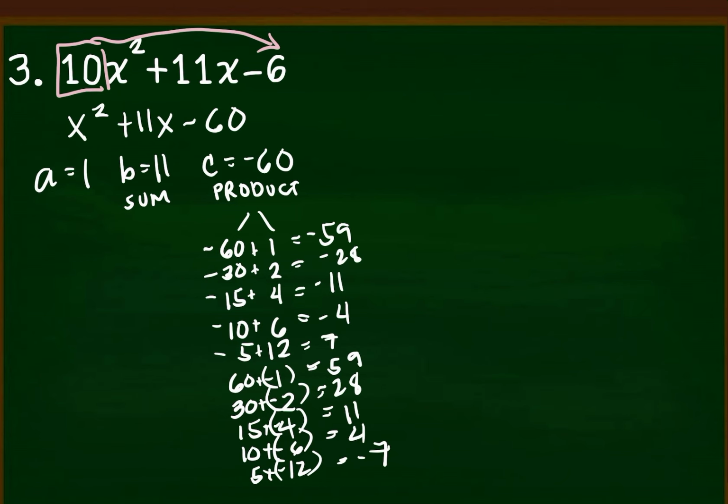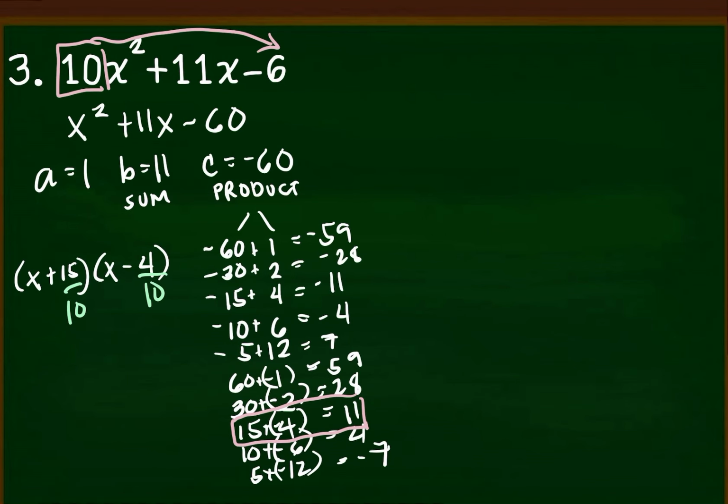So we are going to get 15 and negative 4. Okay, so that is x plus 15. And then x minus 4. And then divide both the numbers with a. Again, slide, factor. Okay, so we already factor. And then divide by a, the original a, which is 10.